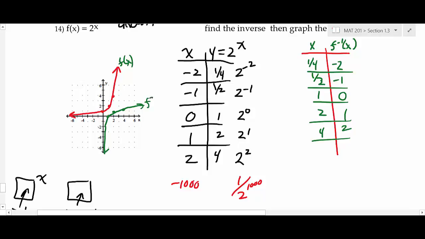This is what f inverse of x is. And then that thing was symmetrical about what line? Y equals x. Okay, like that. So that's kind of a summary on inverses.